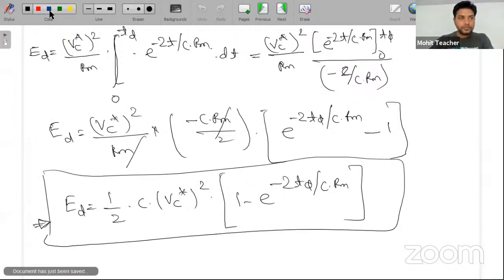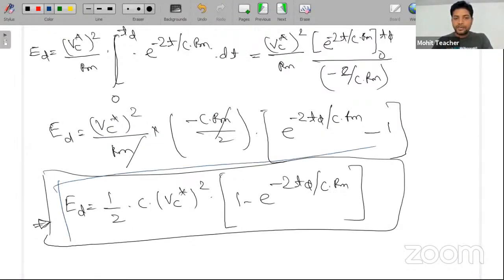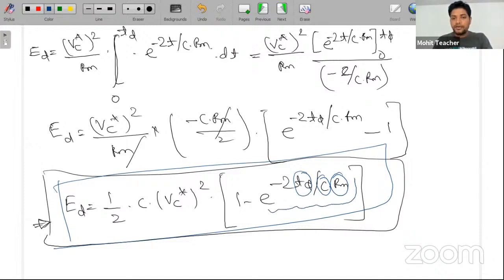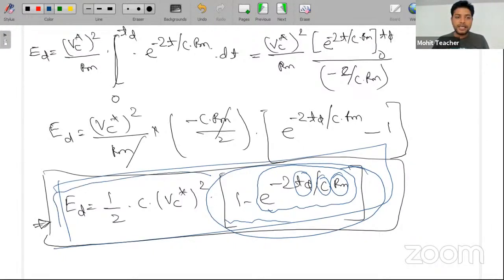Now in this energy equation we calculated, there is a TD term, C is also there, RM is also there, but we do not have another formula, so we have to use this one only. So we assume that if you calculate this value, it will be very minute. If this value is very minute, this complete term will be equal to 1 only. If this is equal to 1, then we can write ed equals 1 by 2 C into VC star square, and we can use it directly.